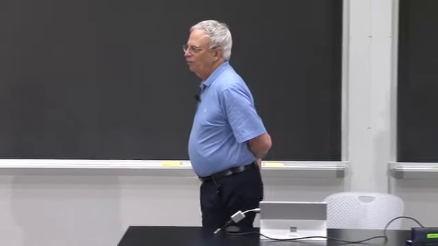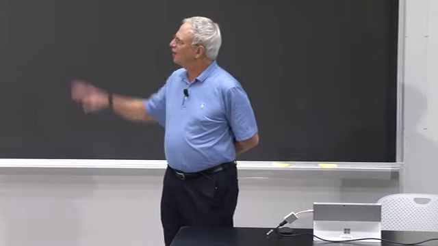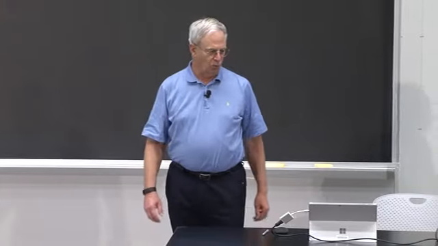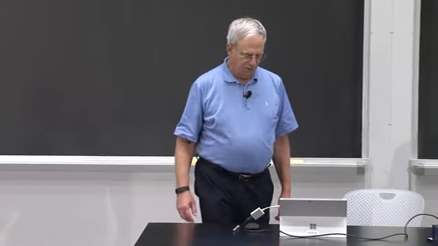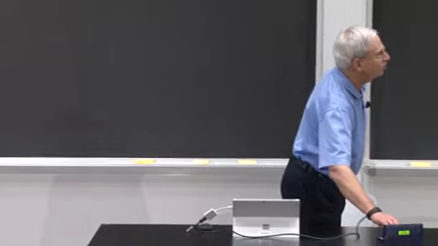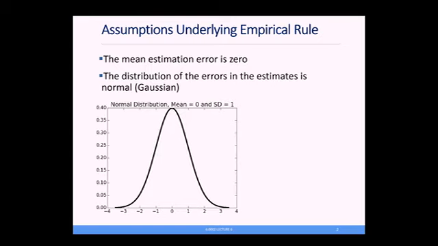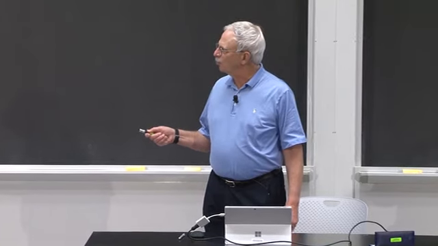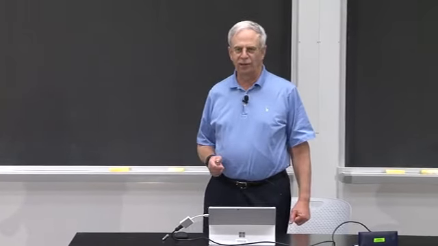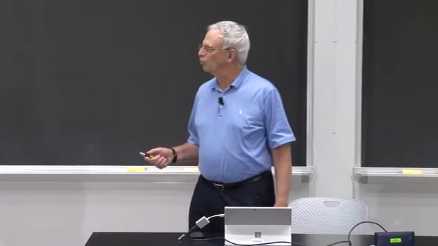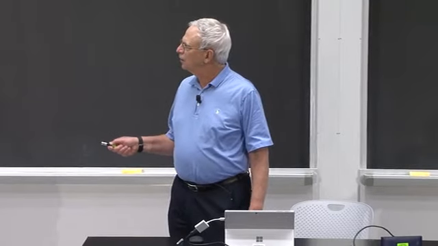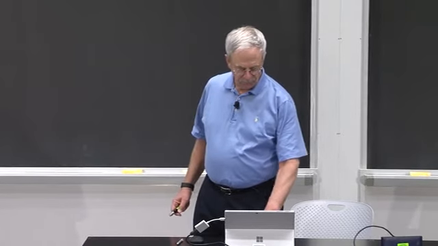So you may remember at the end of last lecture, I talked about the empirical rule and said that there were a couple of assumptions underlying it: one, that the mean estimation error is 0, and second, that the distribution of errors will be normally distributed. I didn't probably mention at the time, but we often call this distribution Gaussian, after the astronomer Carl Gauss. And it looks like that.